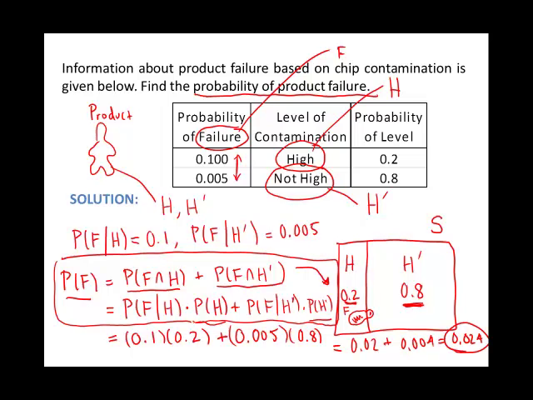So I hope this example made sense. We were manufacturing a product, and the product could either be made with chips that were exposed to high levels of contamination or not exposed to high levels of contamination. And that failure really spanned both regions. And the way we found total product failure was to weight failure according to which of these two regions the chips were manufactured in, either high levels of contamination or not high levels of contamination. So in the end, we found the total probability of failure using the total probability rule.